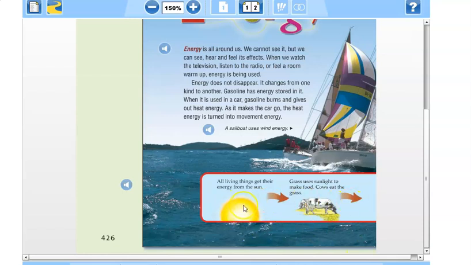All right, so we're going to look down below, and it says all living things get their energy from the sun. Right here, all living things. And then we continue to move through our flow chart. Grass uses sunlight to make food. Cows eat the grass. So sun makes the food, which is the grass for the cows. The cows eat the grass.